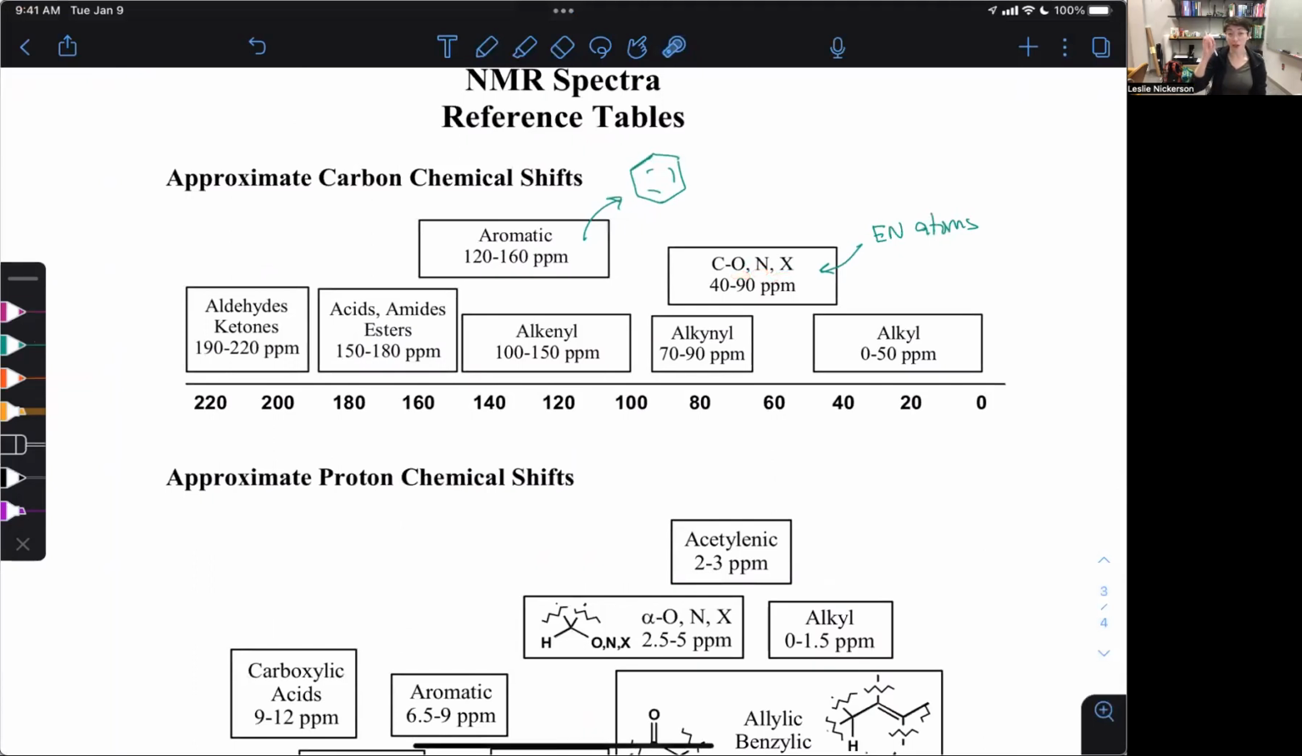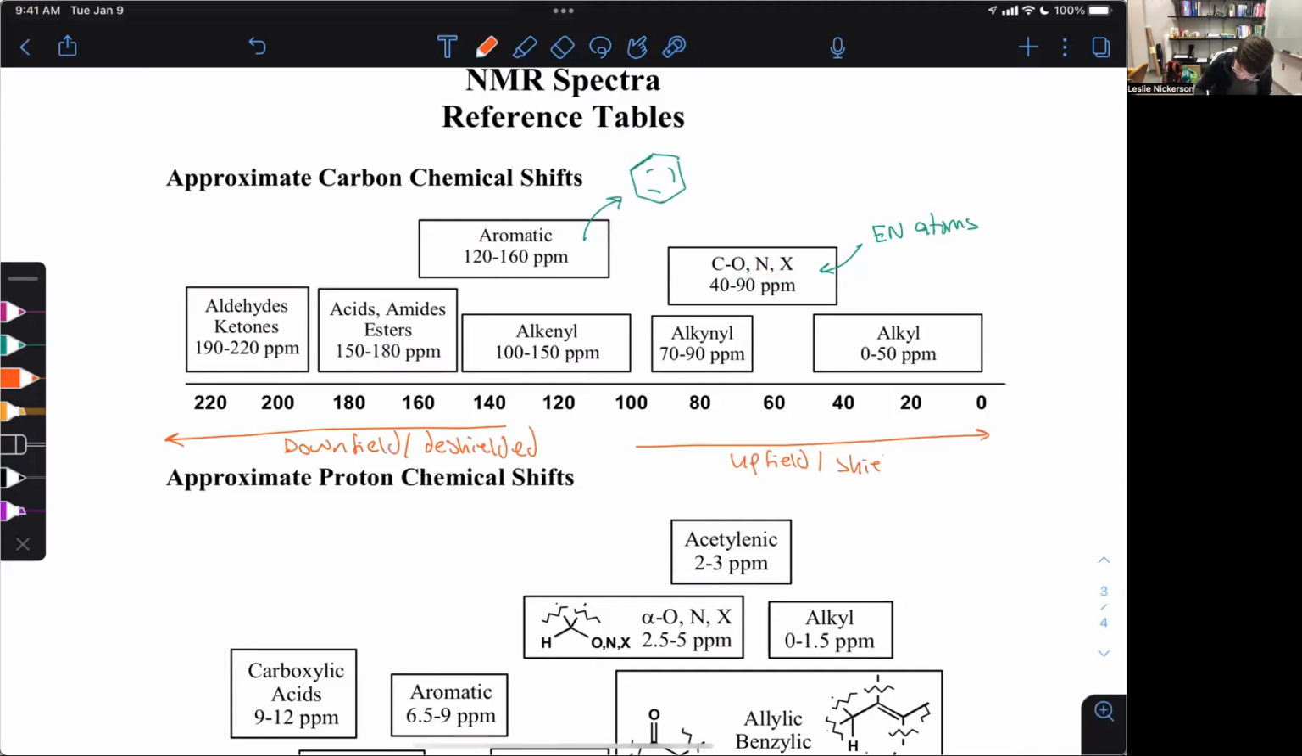CX, that's a carbon connected to one of those electronegative atoms. The more electronegative it is, the more it's going to be pushed downfield. And that brings me up to the names here. So going to the left, that's going to be downfield and deshielded. And then to the right, that's going to be upfield and shielded.